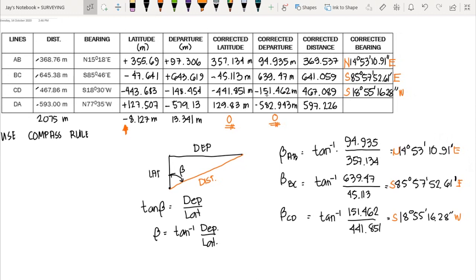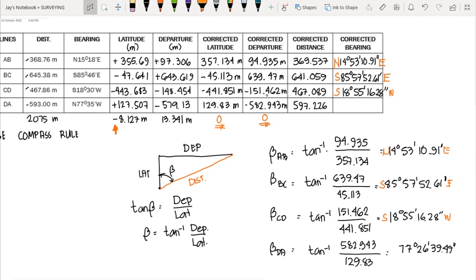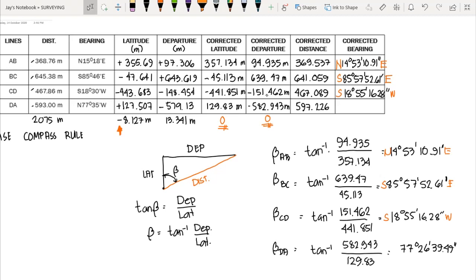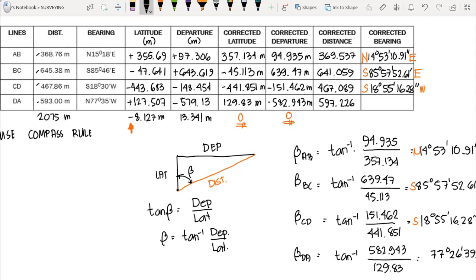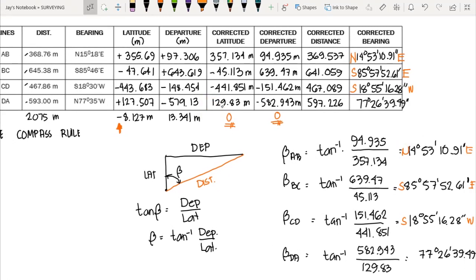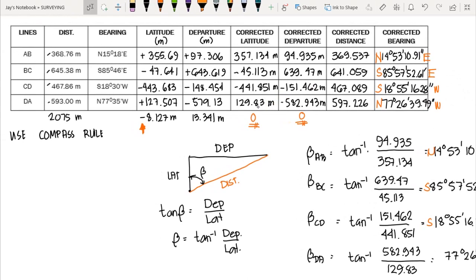Now, for DA we have the angle, which is 77 degrees 26 minutes 39.49 seconds. Now, looking at the latitude, the corrected latitude of DA is positive, so therefore we have direction north, and the departure is negative, so therefore this one is west. Now, this is the newly computed bearing due to our adjustment using compass rule.